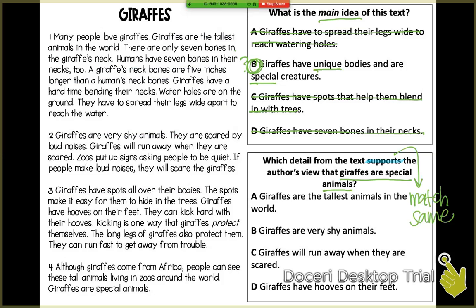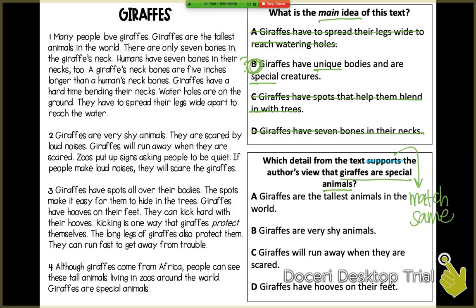Yeah, they're shy, but I'm not looking at my answer choices yet. I'm just kind of thinking through the text. A lot of animals are shy. My dog is kind of shy. A lot of cats are shy and will run away if you try to pet them. So I don't know how special that makes them. But if I think about a giraffe, what's the first thing you think about when you think of a giraffe? Those huge long necks and how tall they are, right? So let's hold on to that information as we go through our 4 choices here, okay? All right, so we're looking for which choice best supports that they're special animals.